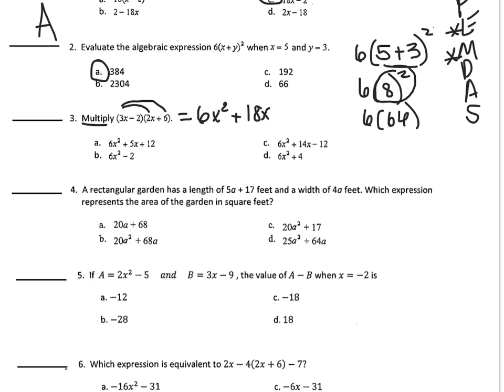Now we're going to take the second term of negative 2 and distribute it through the second set of parentheses. So negative 2 times 2x is negative 4x. And negative 2 times 6 is negative 12. You can combine these two middle terms because they are like terms. 18x's take away 4x's is 14x's. So you end up with 6x squared plus 14x's minus 12.